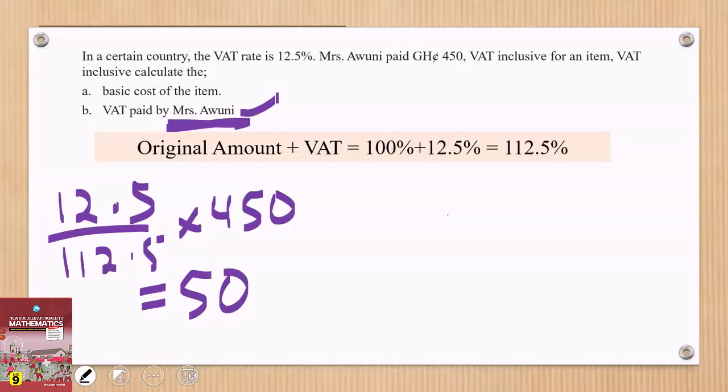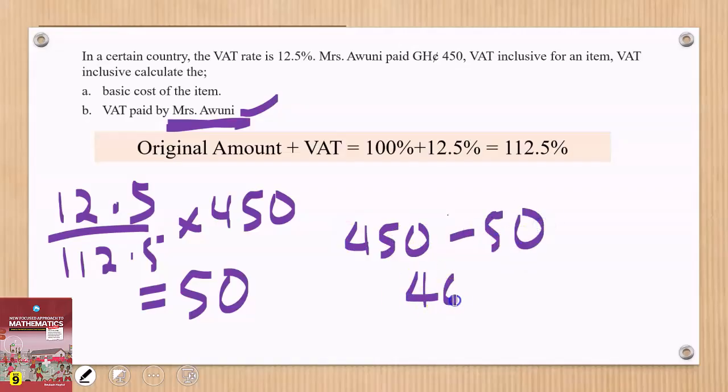But what was the basic cost? The basic cost is going to be 450 minus 50, and that will give us 400. So this is the original price that the people are supposed to pay. But then because there's a VAT inclusive, they pay the 450 cedis.